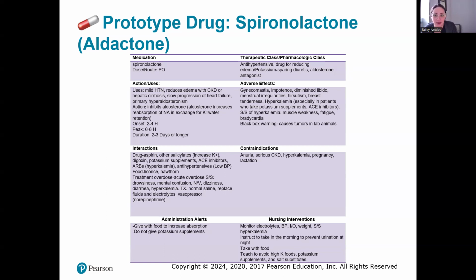Pregnancy and lactation is not approved for that either. You can give it with food because it will actually increase absorption. Don't take potassium supplements. Monitor electrolytes, the blood pressure, the INO, their weight, signs and symptoms of hyperkalemia. Instruct them to take it in the morning. Take it with food. And again, tell them about potassium supplements, salt substitutes, and foods that are high in potassium, like orange juice and bananas. Okay, we don't want any kind of extra potassium with this med.